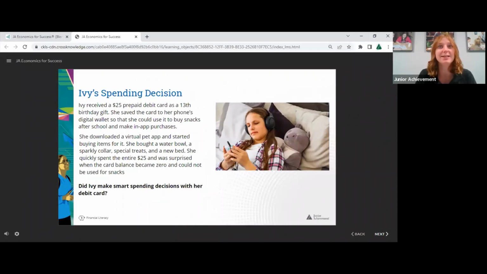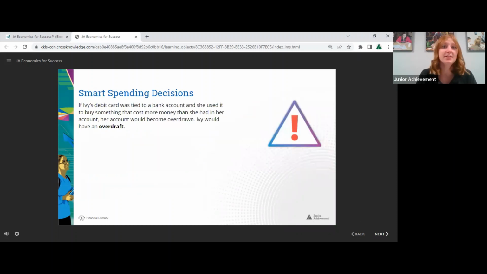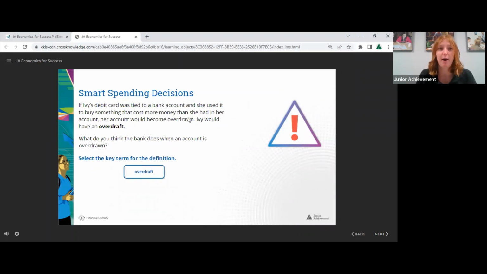So first up is Ivy. And Ivy got a $25 prepaid debit card for her birthday. She really wants to use it to buy snacks. However, she downloads a virtual pet app and starts to buy her pet's water bowls and collars and treats. So when she goes to buy her snacks, she doesn't have any money left. Did she make a smart decision with her debit card? This is a conversation that you can have with the students and really talk to them about.